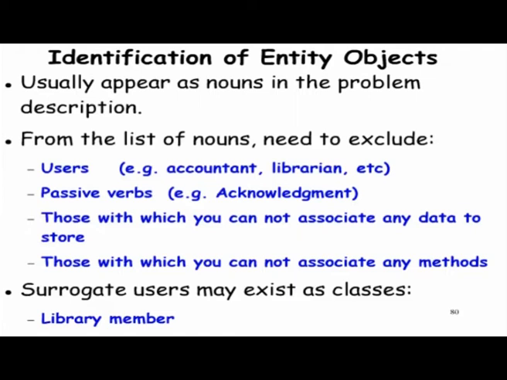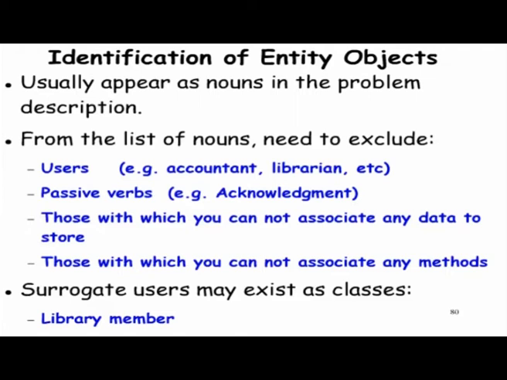If there is a noun with which we cannot associate data or methods, we don't make them classes. Similarly, those with which we cannot associate methods, we don't make them classes. And also, once we identify the nouns based on this, we might need to make some of the nouns which represent the users, user names and so on, into classes. These are called surrogate classes because we need to store some details about these users.